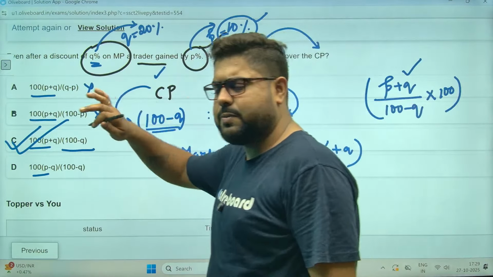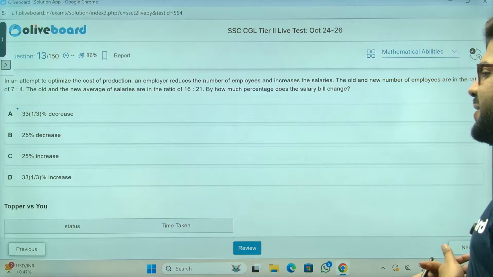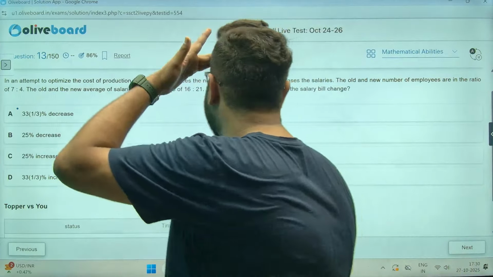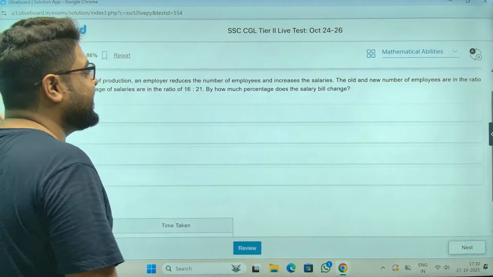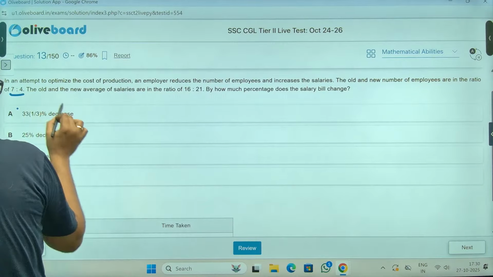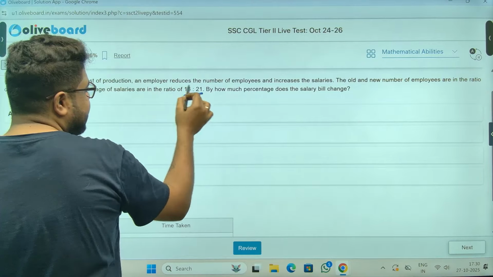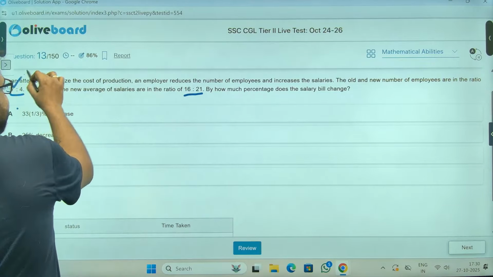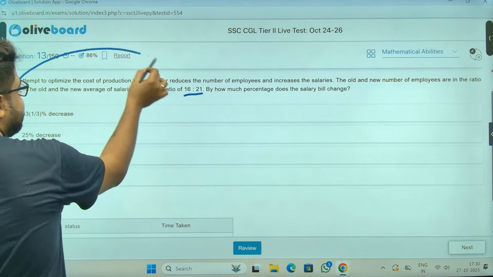Sir, in an attempt to optimize production, an employer reduces the number of employees and increases the salaries. The old and new number of employees are in the ratio 7:4, and average salaries are 7 into 16. So this was the old salary, 7 into 16. New salary, sir, 4 into 21. What is the change in salary?